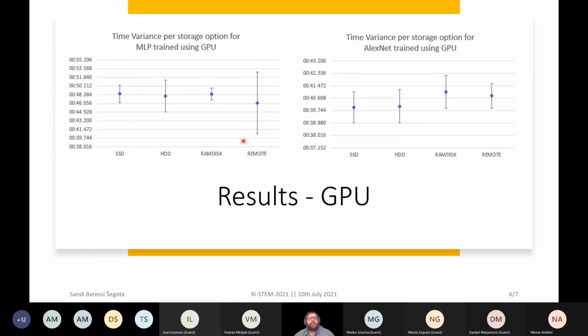The only outstanding piece of data that we received is the remote data access when training using the graphical processing unit. This is probably due to issues with loading, so kernel level issues with loading the data from the remote into the GPU's memory when it comes to the image data. And we can see that RAM disk got the lowest variance here.